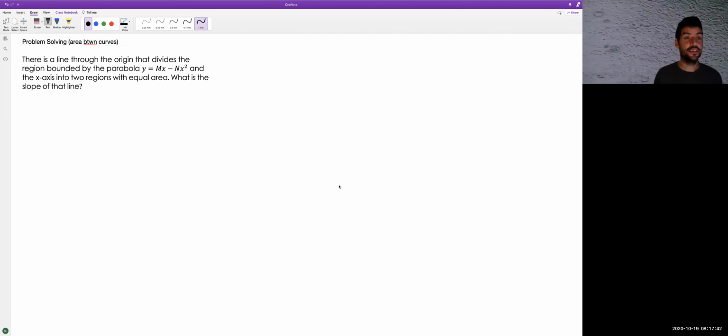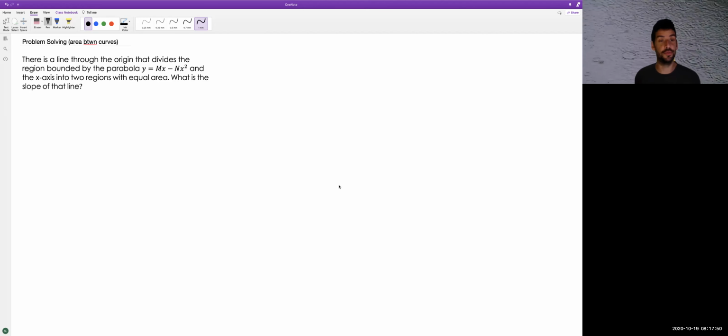The statement is: there's a line through the origin that divides the region bounded by the parabola y equals mx minus nx squared and the x-axis into two regions with equal area. What is the slope of that line?